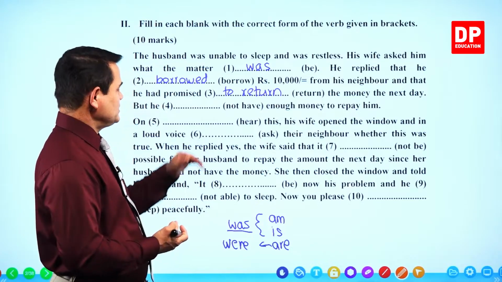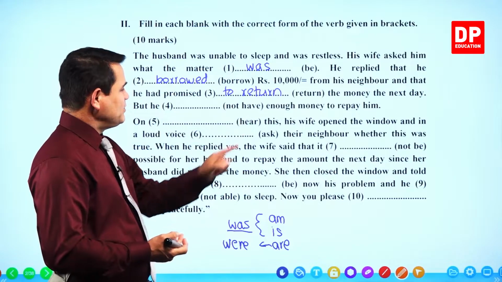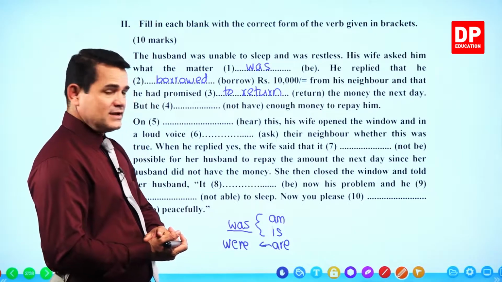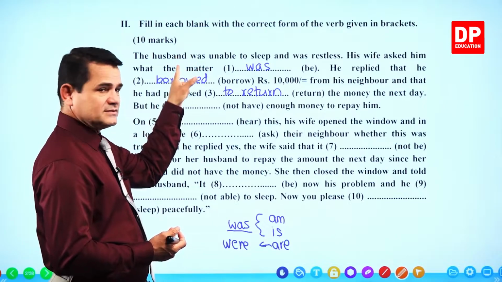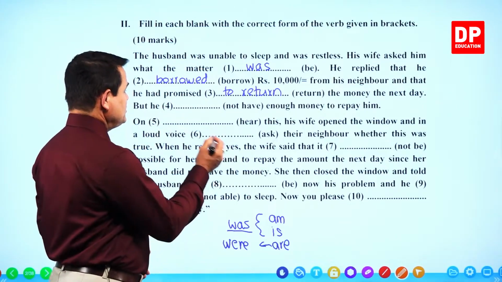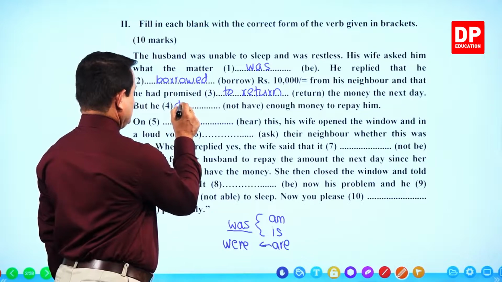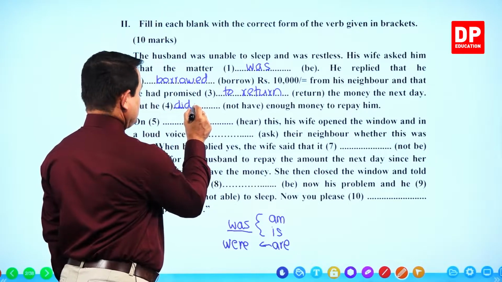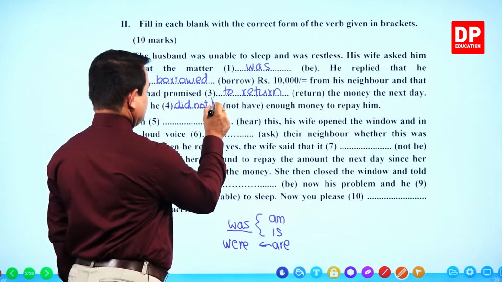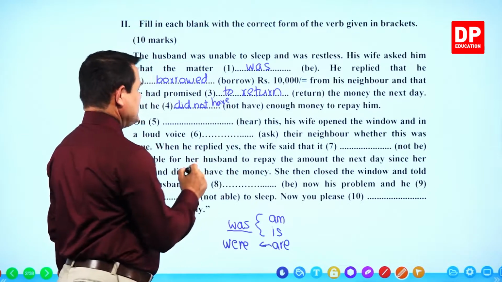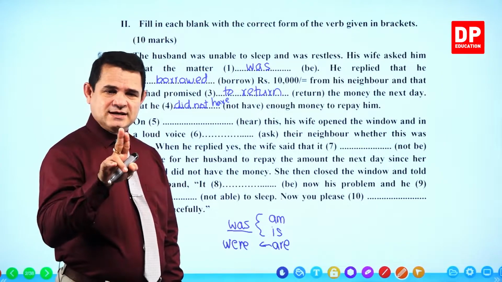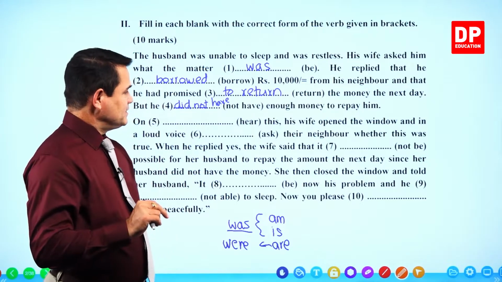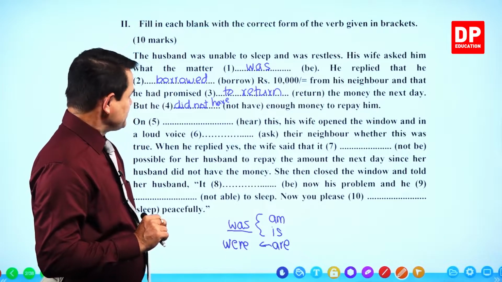How do we say that meaning? "He not have" is not right. He did not have enough money. Now we are using past tense. If it is past, he did not have. Or he didn't have is also correct. Did not you can join and say didn't have enough money to repay him.